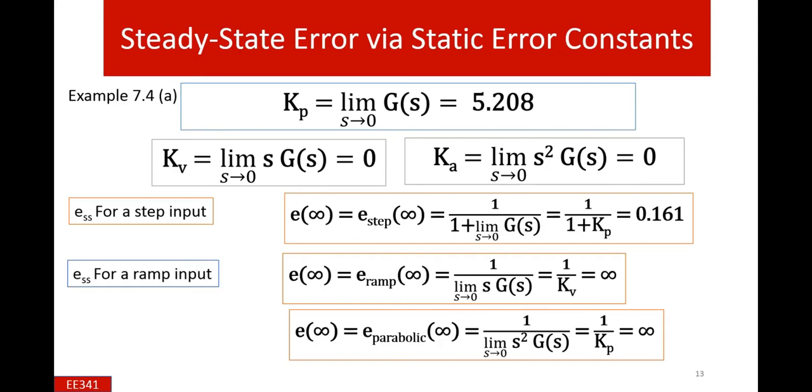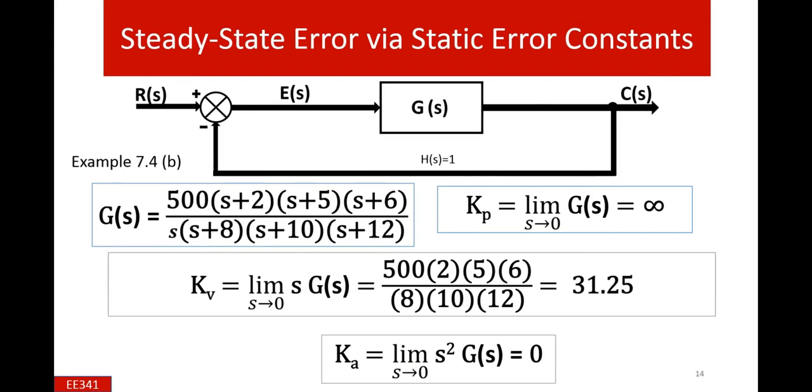Similarly, if we want to find the steady state error using the velocity constant and acceleration constant, they indicate the ramp input and the acceleration input, and these errors are 0.